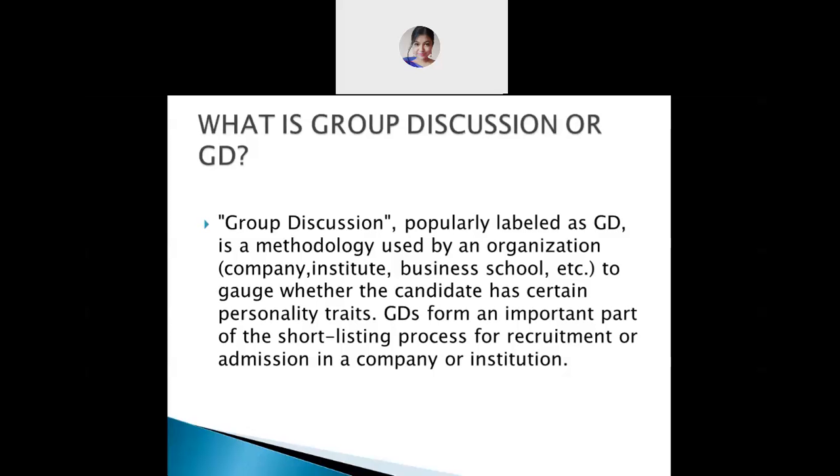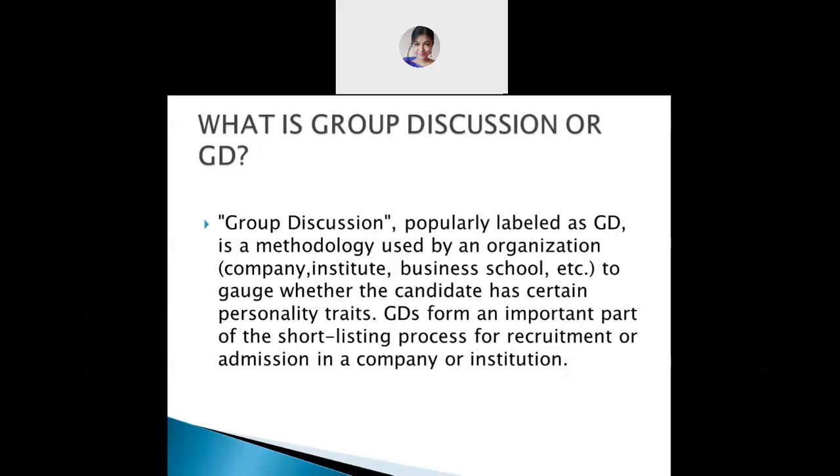As I had already mentioned, it is an initial round of interview, to shortlist the candidates. Suppose there are 100 candidates and a GD is conducted. After the GD, suppose only 70 candidates will go to the next round. So this is the process of shortlisting, decreasing the number of candidates. Certain skills are evaluated when you take part in a GD.